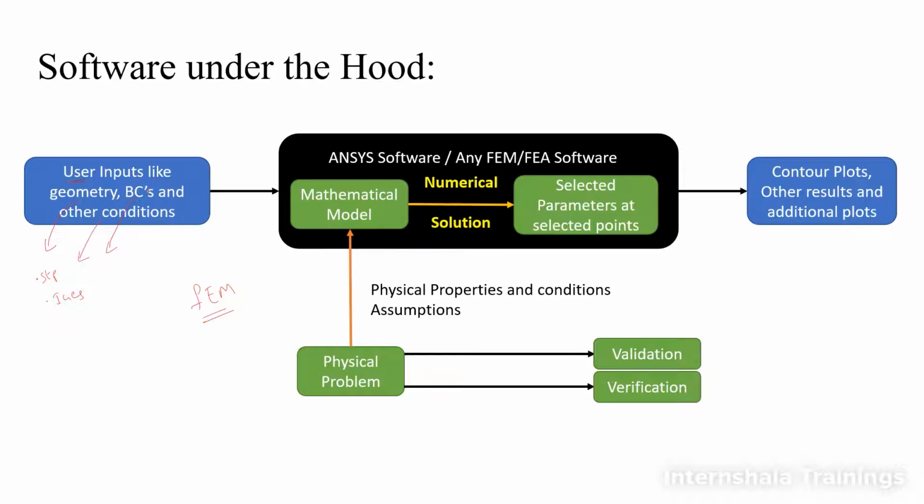Then we will be supplying what are known as the boundary conditions and loading conditions. And in addition to loading and boundary conditions, we also need to specify other things, like what material this particular object or body or assembly is made up of, and whether there are any contacts, or any other special conditions that we need to give in addition to boundary conditions. We are going to provide it to the software.